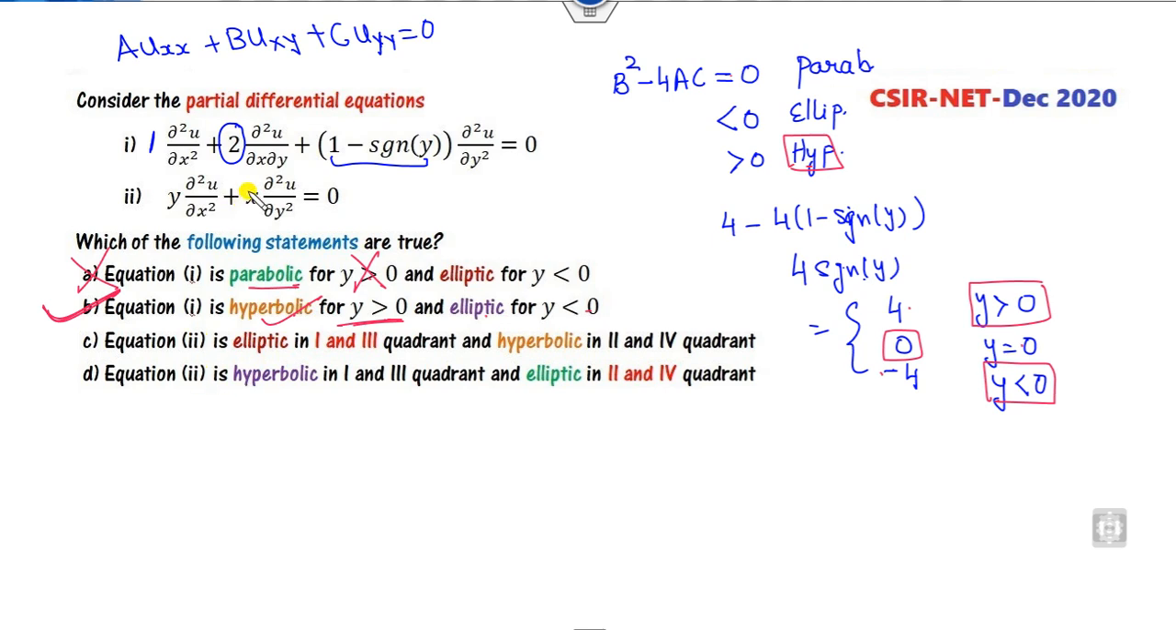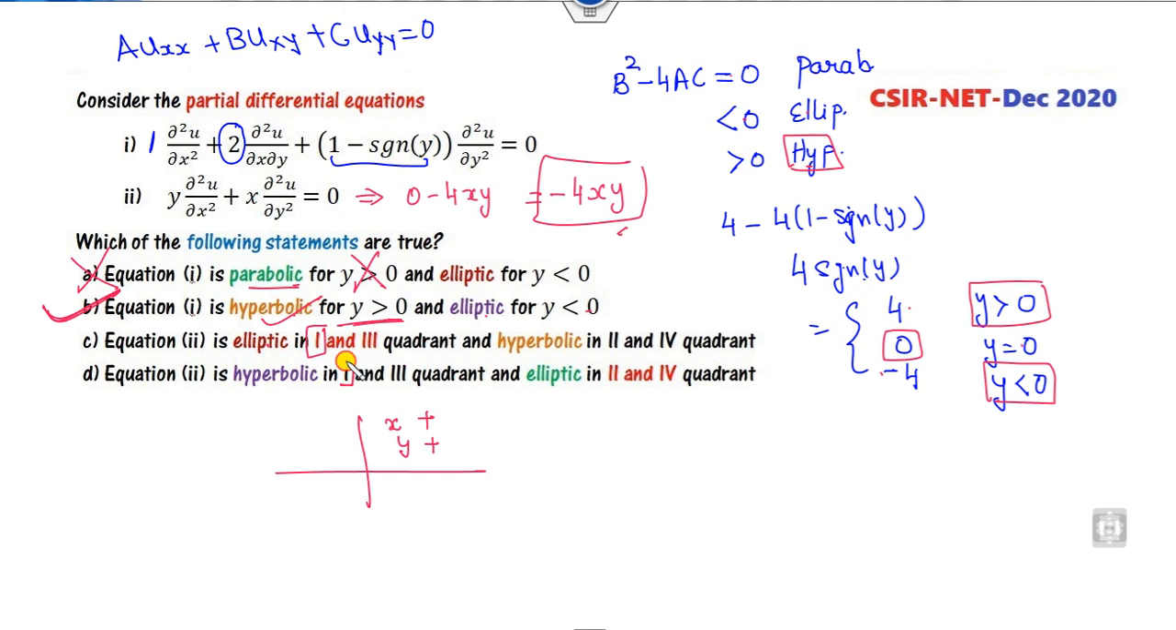Now look at this option. What is the b square minus 4ac here? That is minus 4xy. Now how can you solve it? First, second and third quadrant. In the first quadrant, both are positive. So when both are positive, this value is less than 0, which means elliptical. In the first quadrant it's elliptical, not hyperbolic, so this option is cancelled out. Third quadrant, both are negative. When both are negative, again this is negative, so it is elliptical.